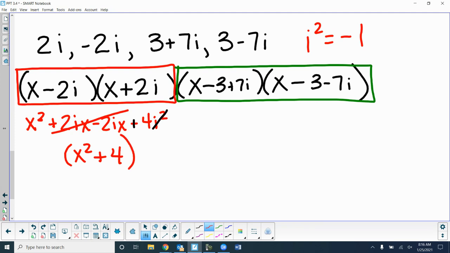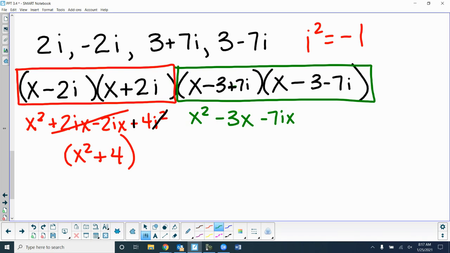No more i's. Now this one I got 3 terms, times 3 terms. So when I multiply, there's going to be 9 of them. Okay, Mason? All right, so make sure you get 9 answers here. So you go x times x, x times negative 3, and x times negative 7i. So that's x times all 3 of these. And I take this middle one. Make that black so it doesn't mess things up.